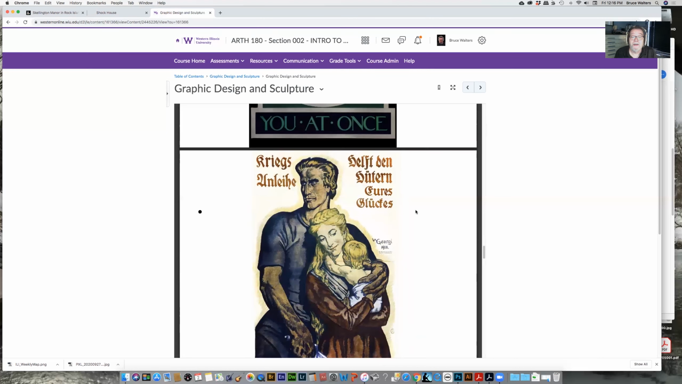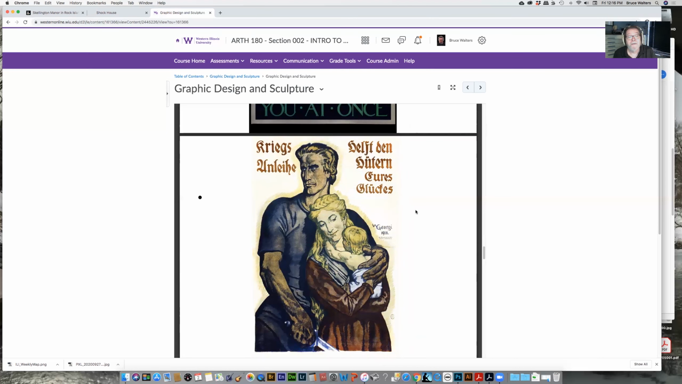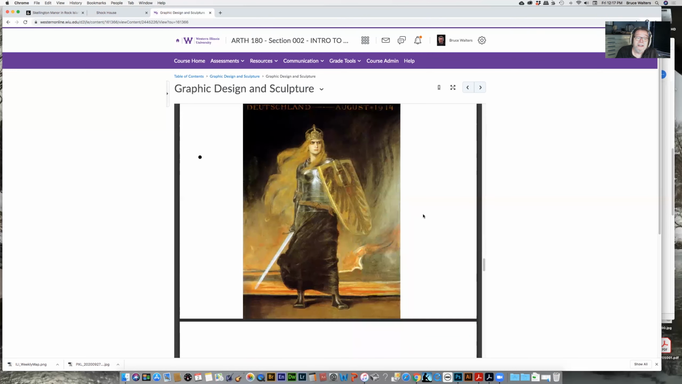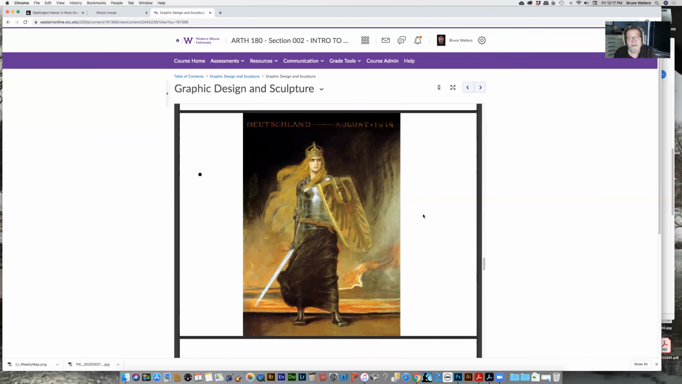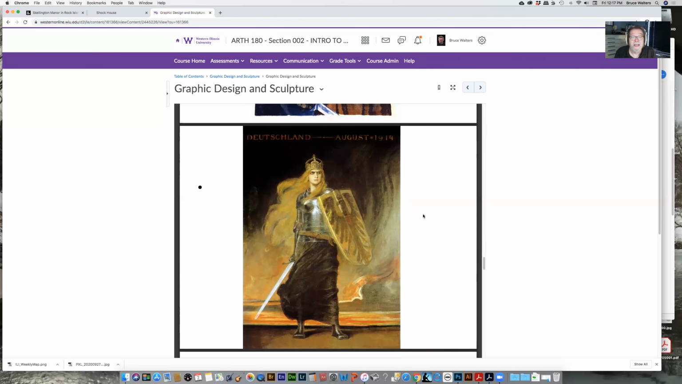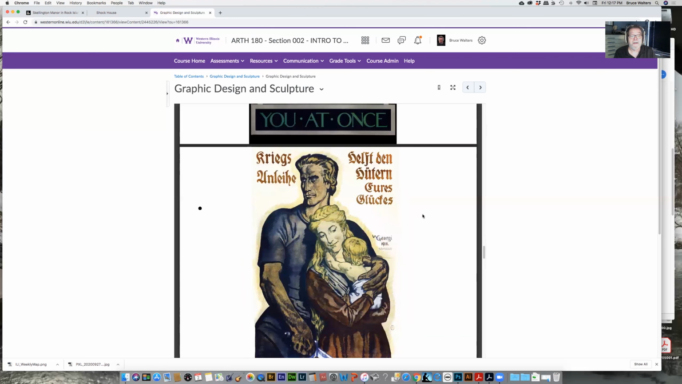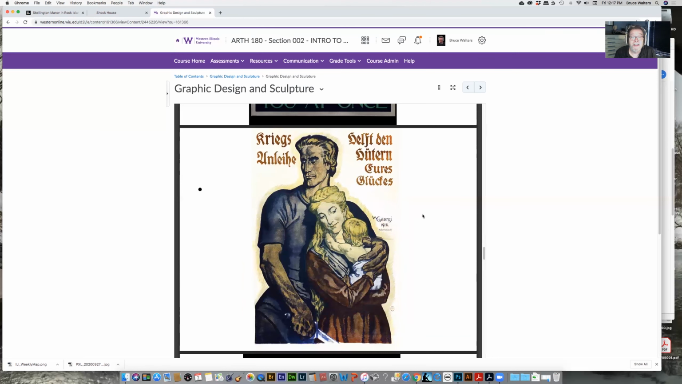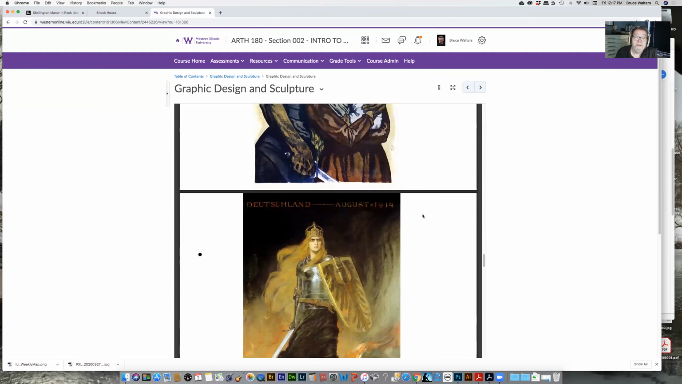This is a German poster. And if we had changed the word to English, in many ways, it has the same message as some of the posters we've seen. This is a very different German poster. This is Germania, and this is a very aggressive personification. We almost could not have a different personification of the nation between these two posters.